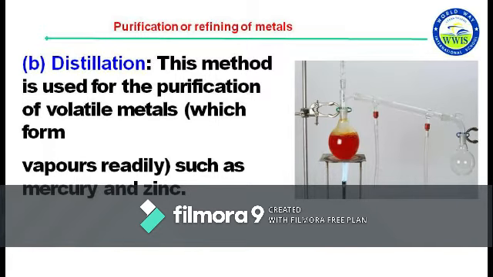The next topic is distillation. It is one of the purification methods used for purifying those substances or metals which are volatile in nature. Volatile means which can vaporize easily. The examples are zinc and mercury.